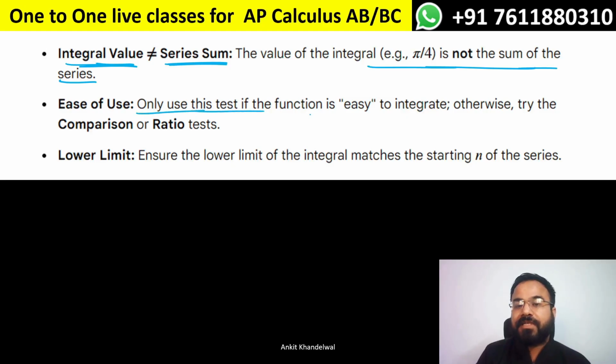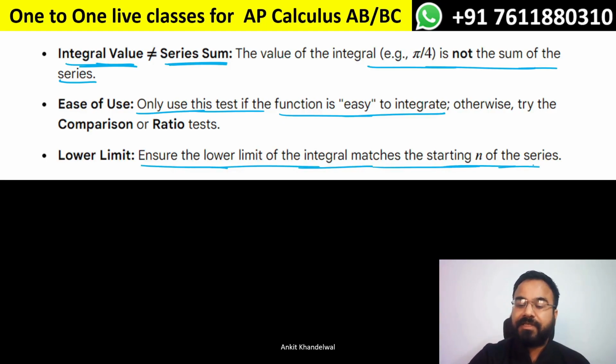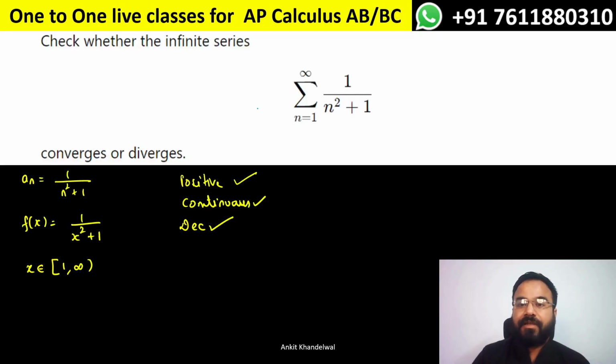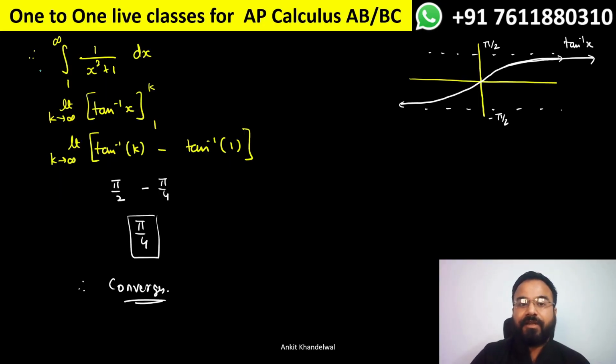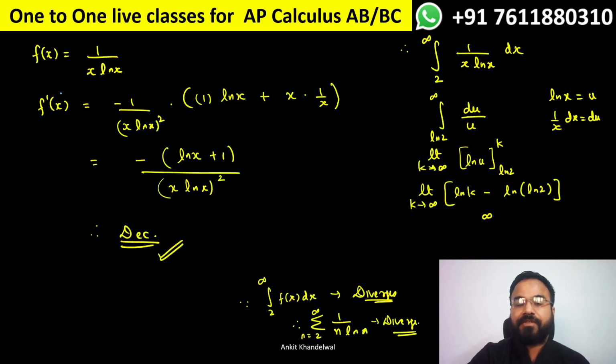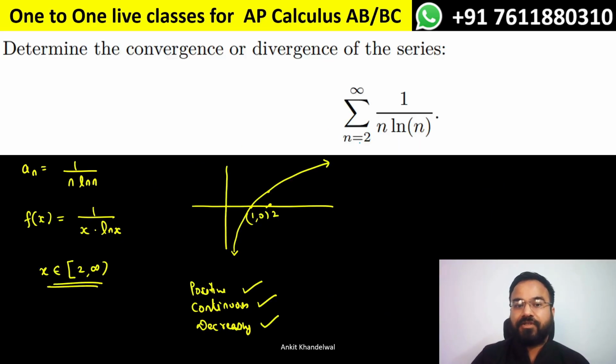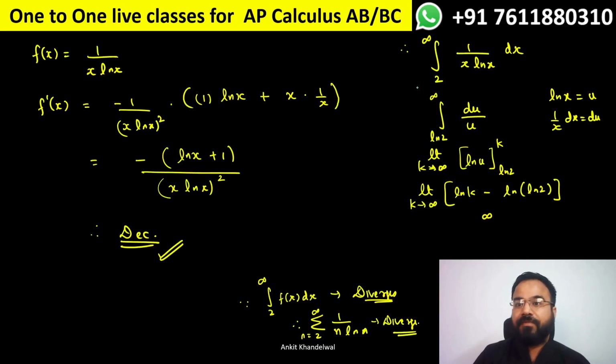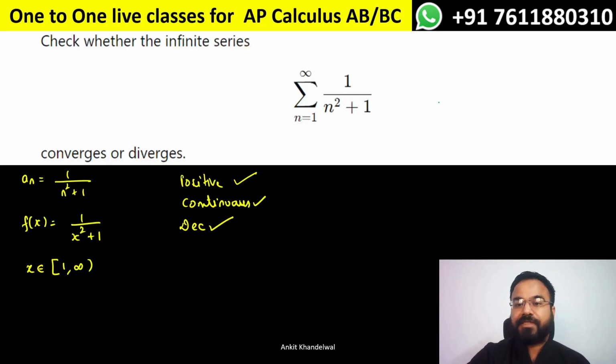Only use this test if the function is easy to integrate. Suppose the function is very difficult to integrate, then we will not use this test. Then we can try some other test like the comparison test or ratio test, whichever is applicable. And we have to make sure that the lower limit of the integral matches the starting n of the series. Like in this question you can see n was 1 over here, so the integral was also starting from 1. In the previous question you can see n was 2, so our integral was also starting from 2. We have to make sure of this thing.